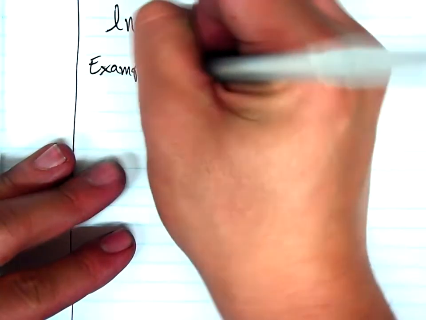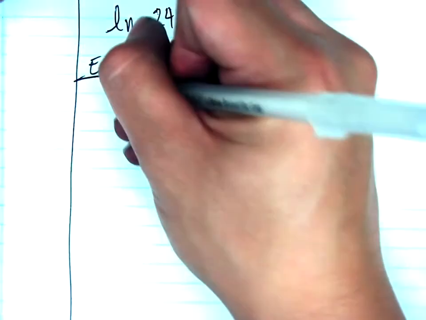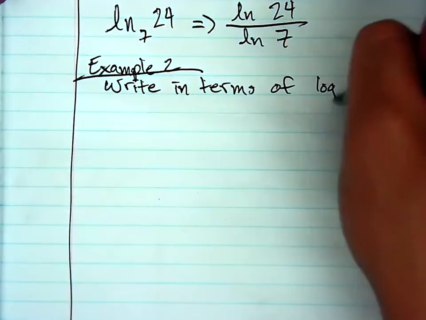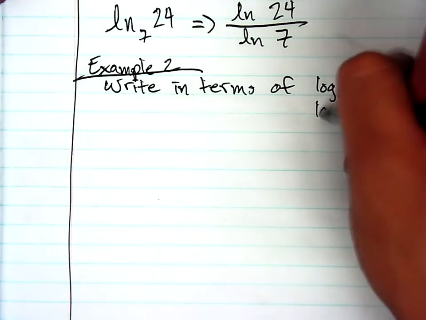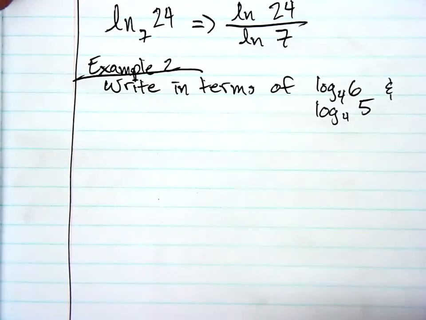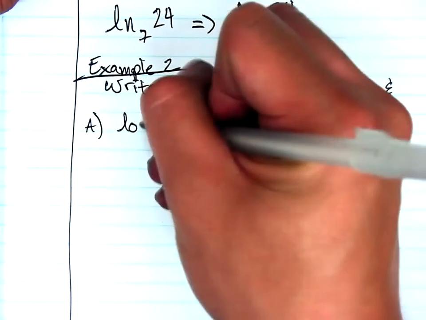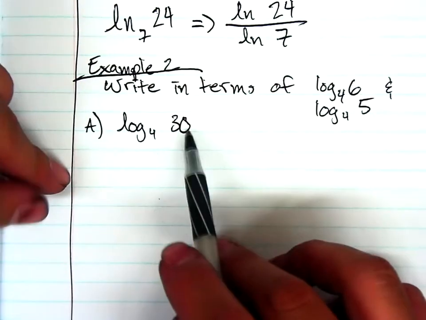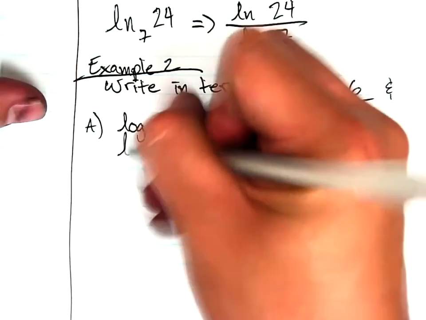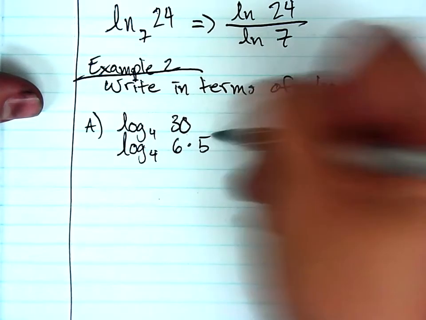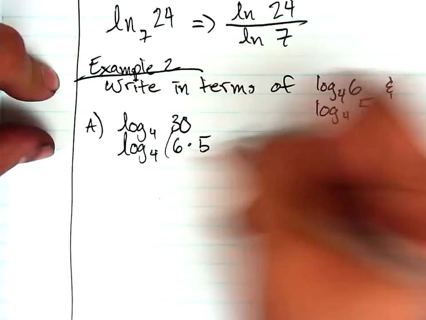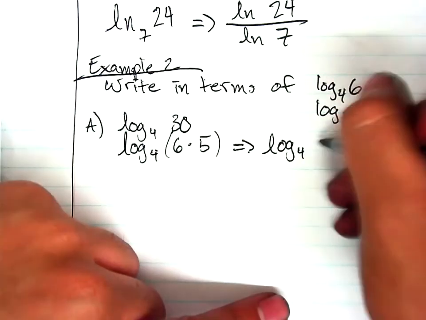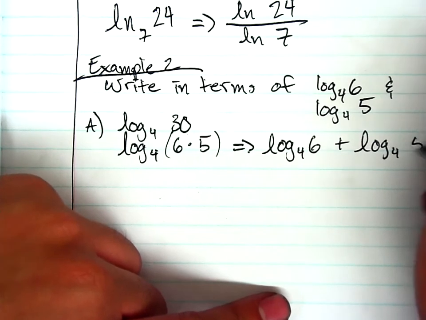Example 2, part A. Instead of actually solving it, I'm going to ask you to write in terms of log base 4 of 6 and log base 4 of 5. Okay, so the first example is log base 4 of 30. Looking at 30 and knowing that I have to work with 6 and 5, I know immediately that 6 times 5 will get me 30. So I can rewrite this guy as log base 4 of 6 times 5, 5 times 6, doesn't matter. And because I have a product here, I can split it up into a sum. Log base 4 of 6 plus log base 4 of 5.